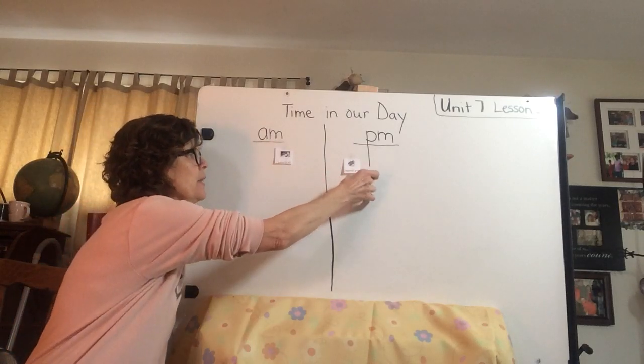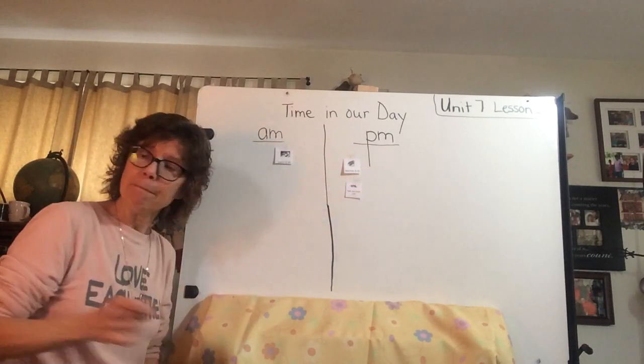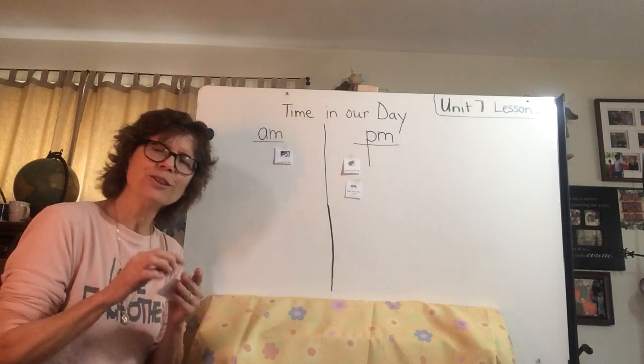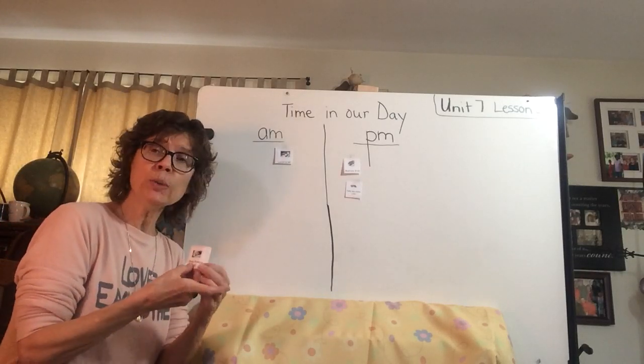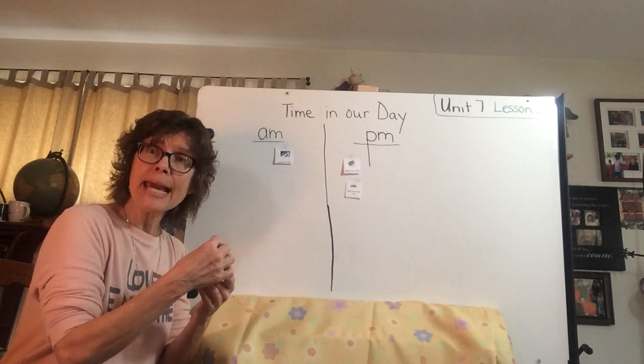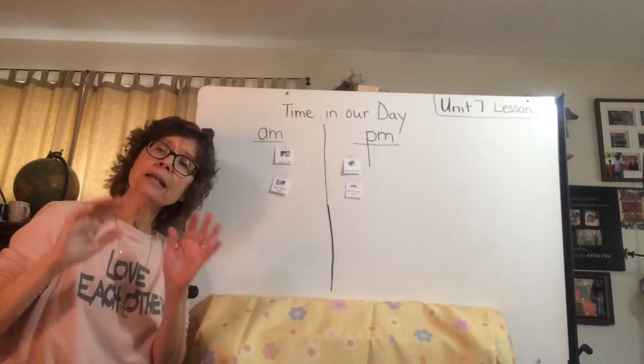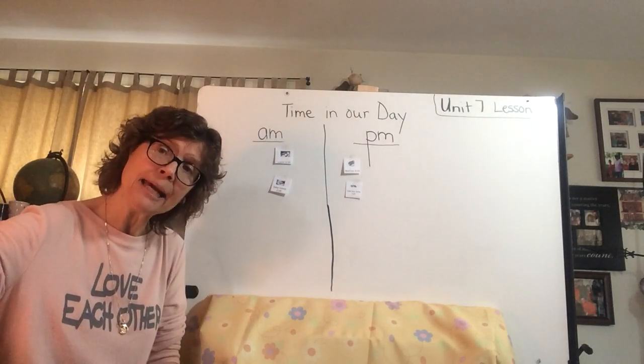That would be 3 o'clock PM. Ooh, deep sleep. Snuggled under the covers. 2 o'clock AM. That's really early in the morning. And again, it's very important sometimes to add AM or PM.